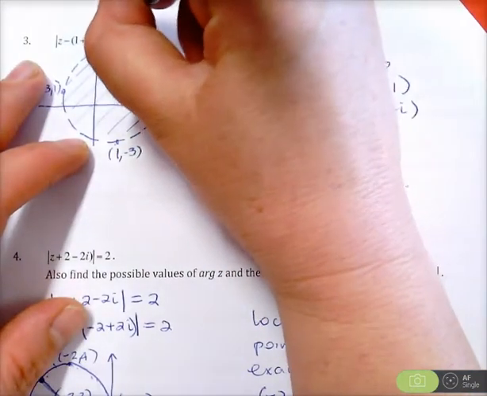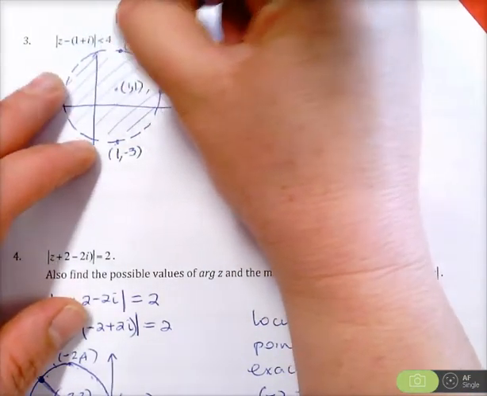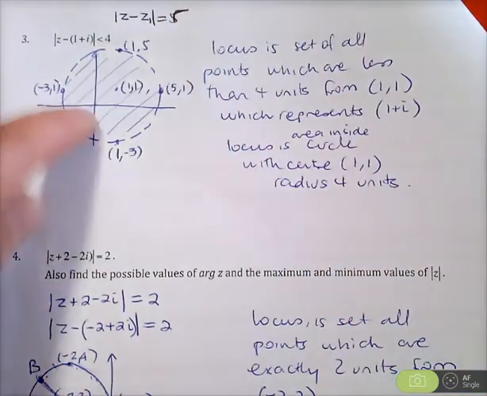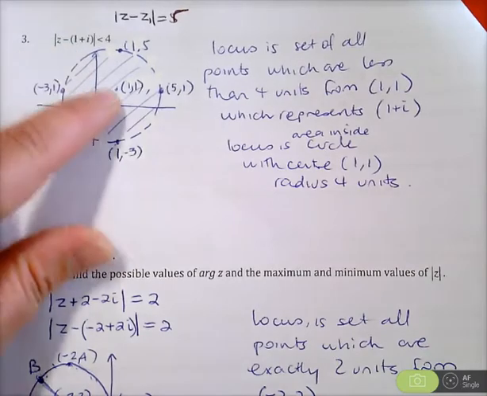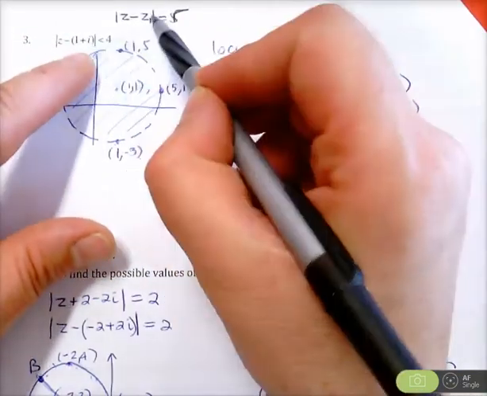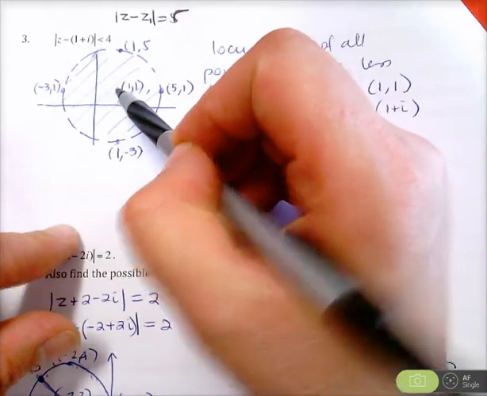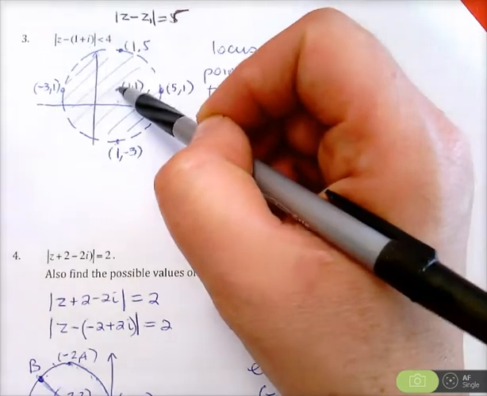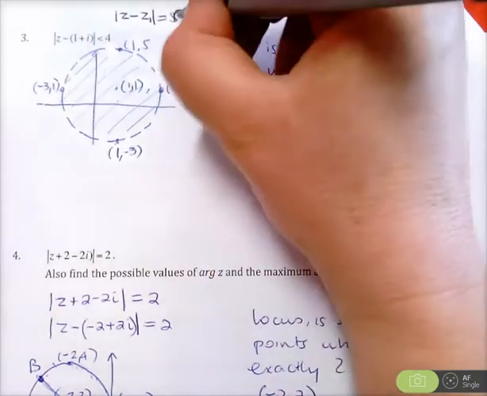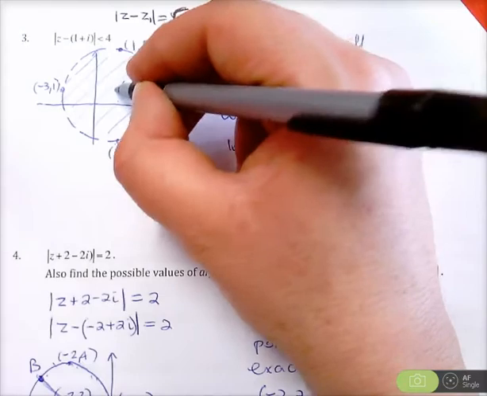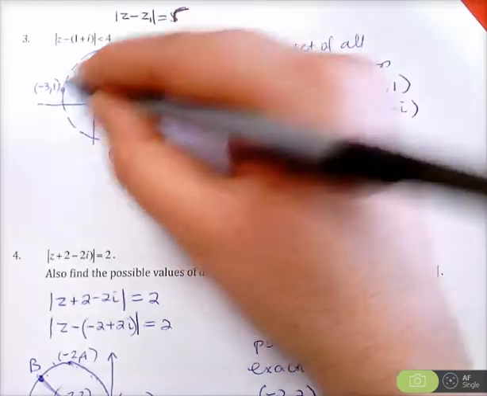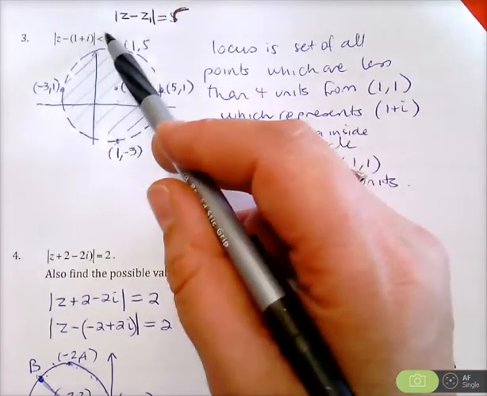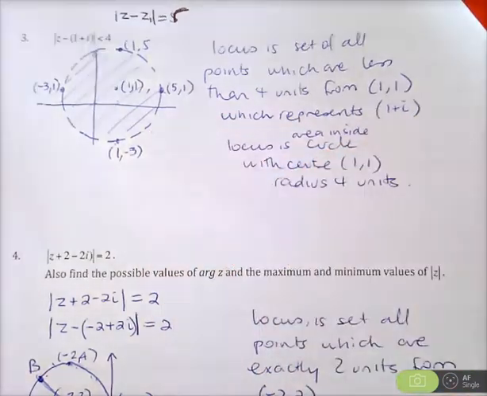So this has to be of the format modulus of z minus z1 equals r, the radius of your circle, but it's the distance of z from z1. So first you sketch 1 plus i, which is the point 1, 1 on the Argand plane, and then you need a radius of 4 units from there. So you'd go up 4 units, across 4 units, down 4 units, across 4 units. It would be a dotted circle as well, and it's the region inside the circle, okay?